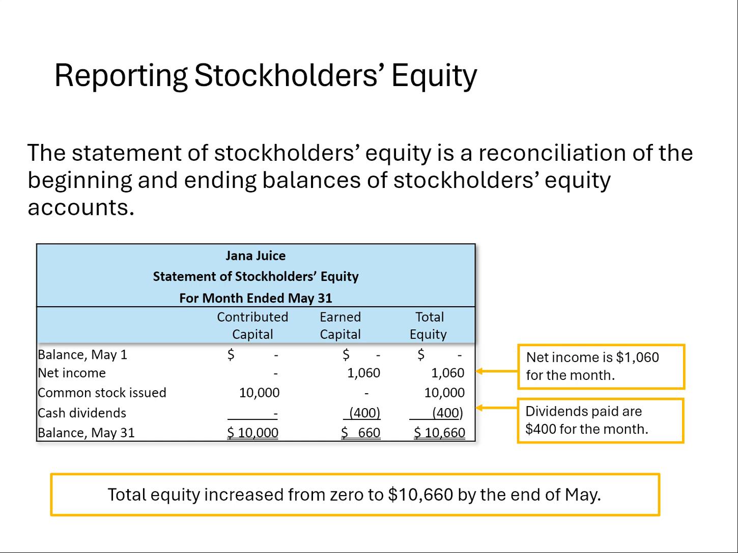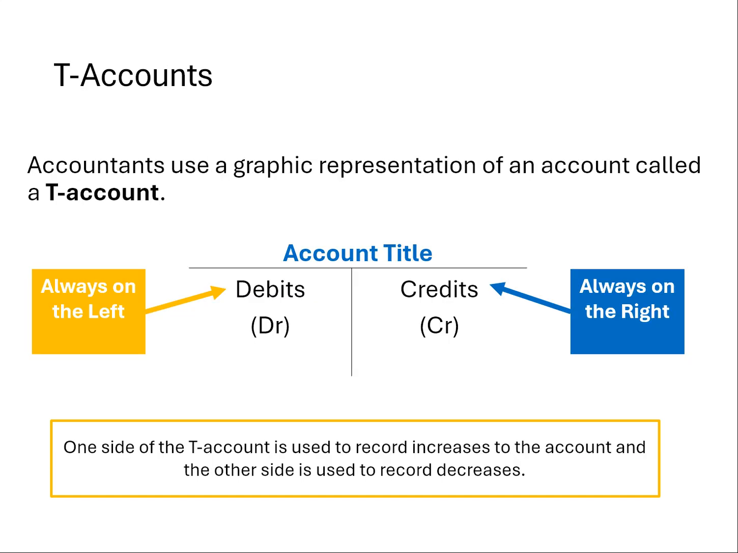So we have seen the basic idea of how to analyze and record transactions, but let's learn the debit and credit rules, so we can make sure that we can record all these transactions into journal entries. Next, T accounts.